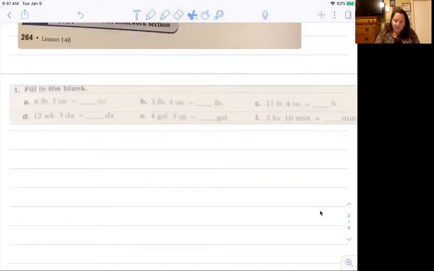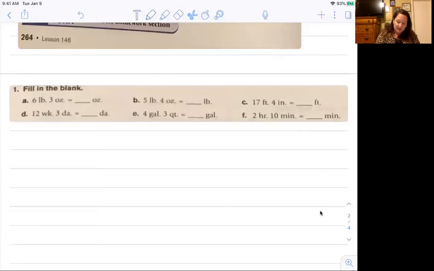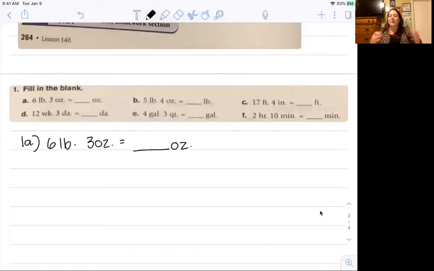Okay, so cool thing about that. Okay, so number 1, so 6 pounds, 3 ounces. This is 1A. 6 pounds, 3 ounces is how many ounces? Well, remember, we are going from pounds to ounces, and we're going to add in those ounces we already have. So we're going to add these in because we already have the 3 ounces. We don't need to convert. It's already there. But we are going to do pounds to ounces. So we're going to multiply. So step number 1, we're going to multiply.